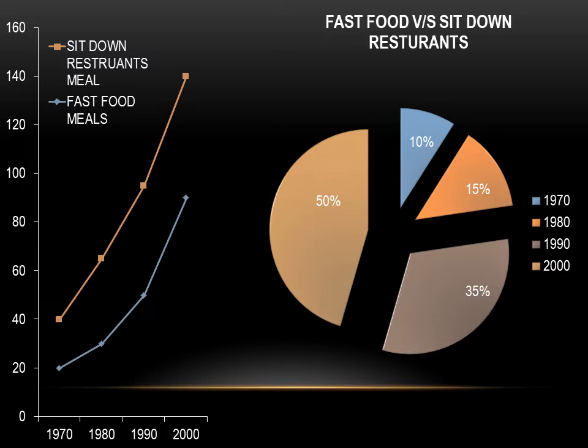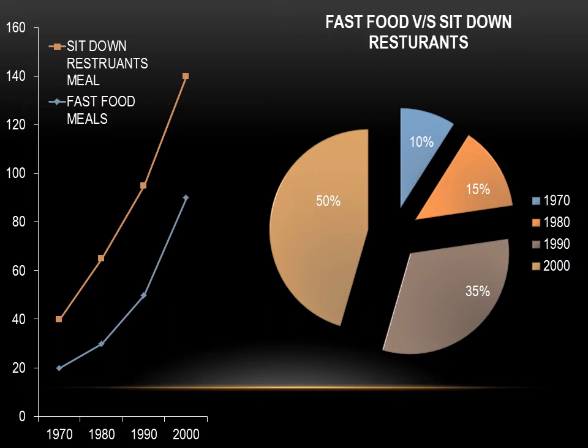Over the past 30 years, the average family has dramatically increased the number of meals that they eat at restaurants. The percentage of the family's food budget spent on restaurant meals steadily climbed. So just 10% of the food budget was spent on restaurant meals in 1970 and 15% in 1980. That percentage more than doubled in 1990 to 35% and rose again in 2000 to 50%.